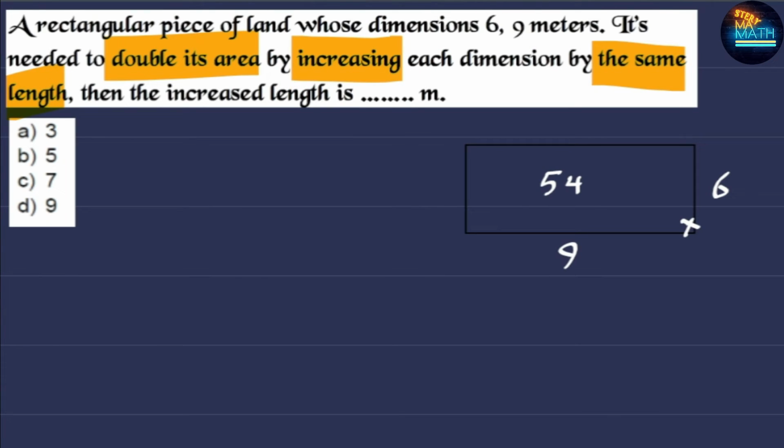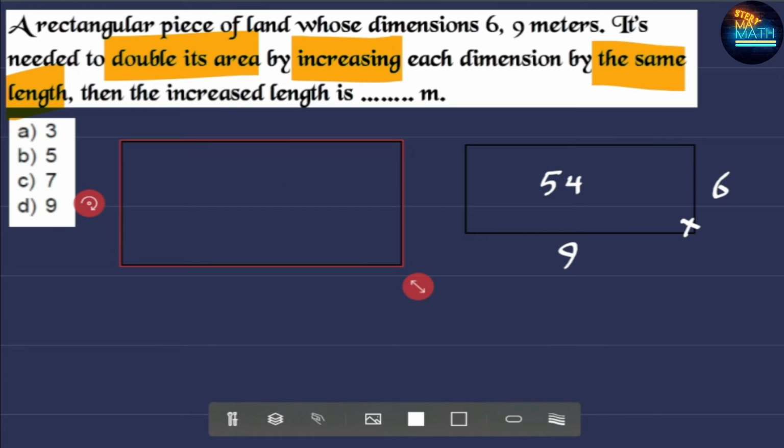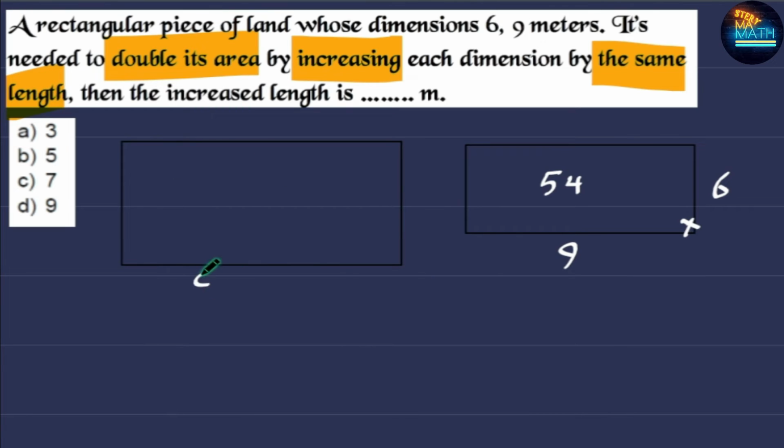So we will increase 9 by an amount of, let's suppose it's x, so 9 plus x. And we will also increase 6 by the same amount, because he said by the same length, so 6 plus x. And of course, if you double 54, you get 108. So the area now is 108.